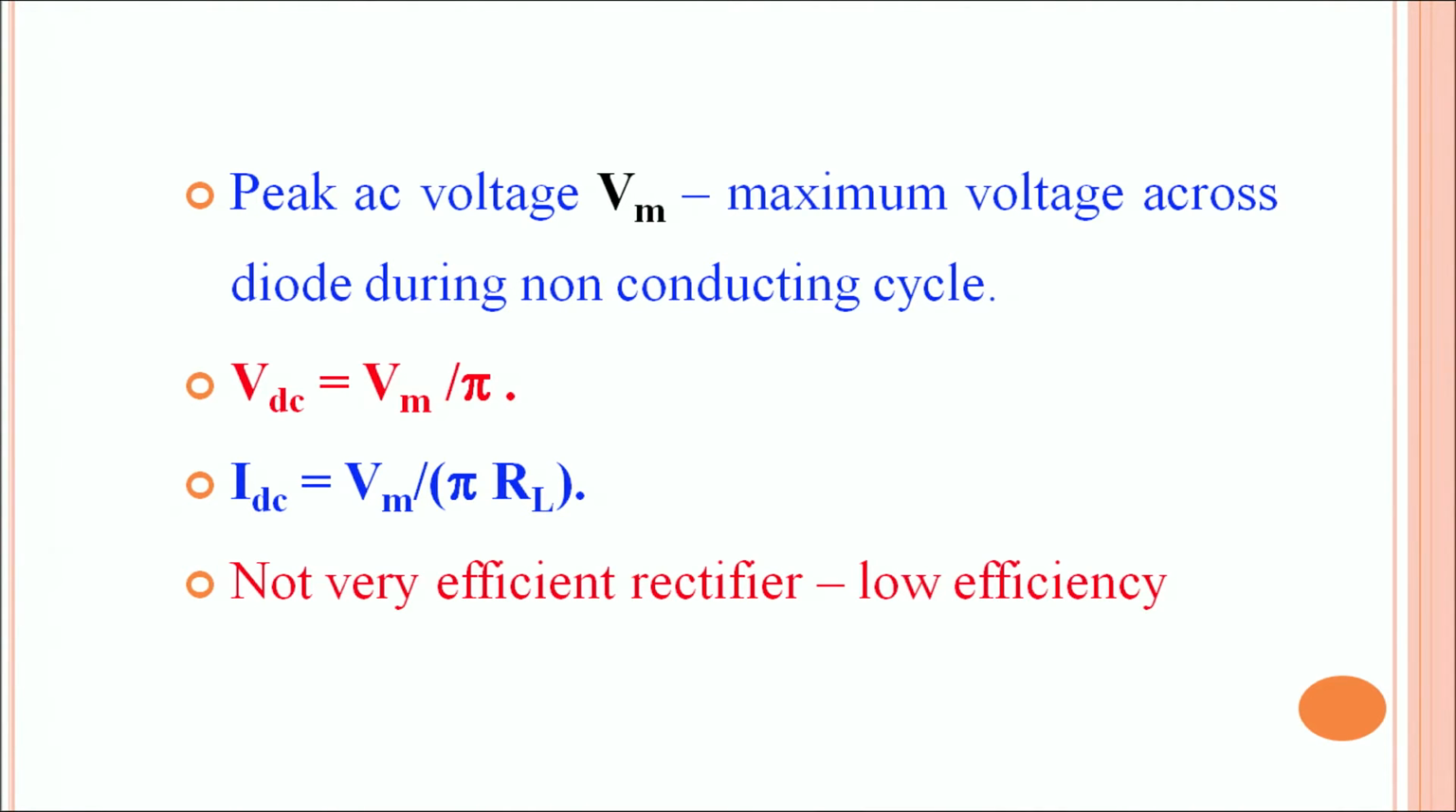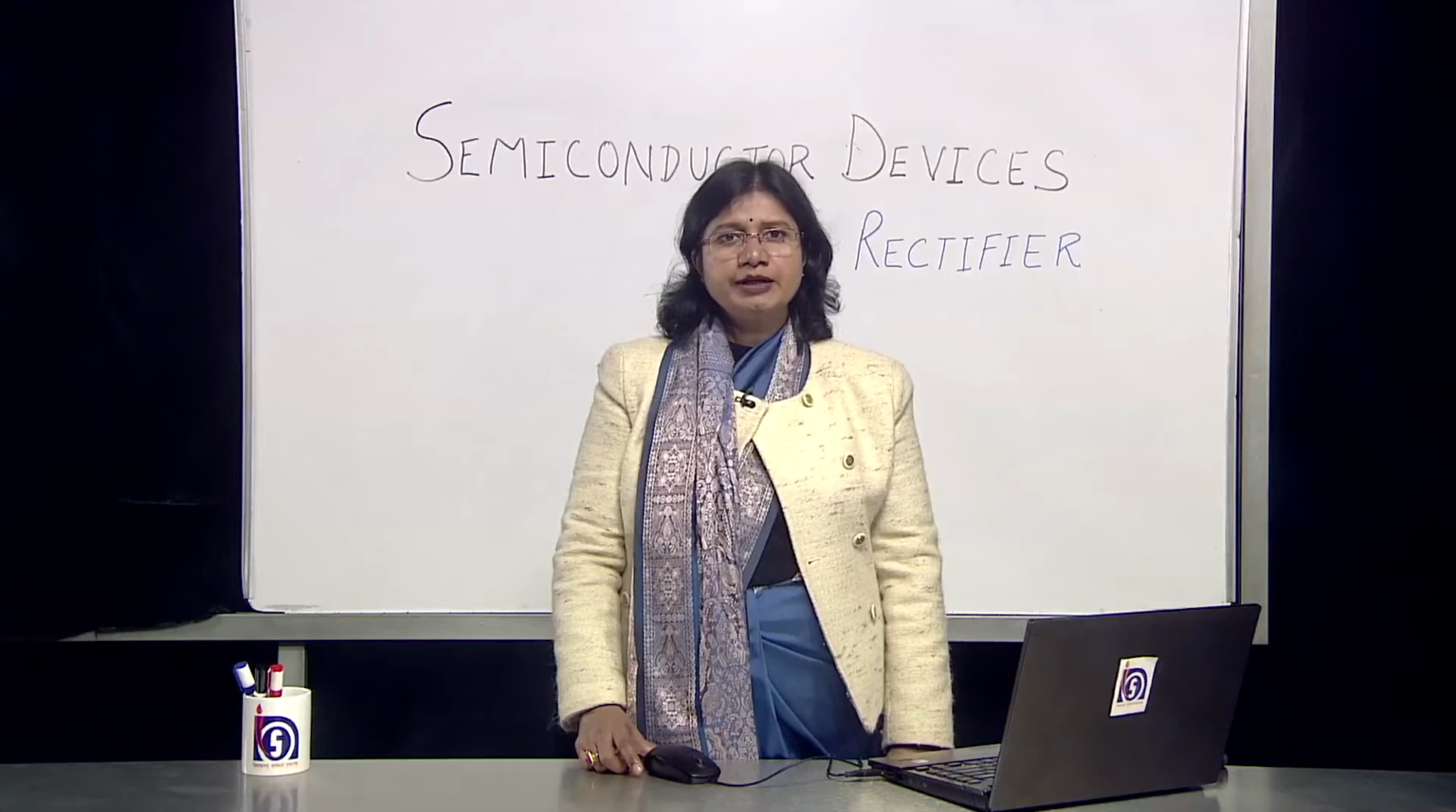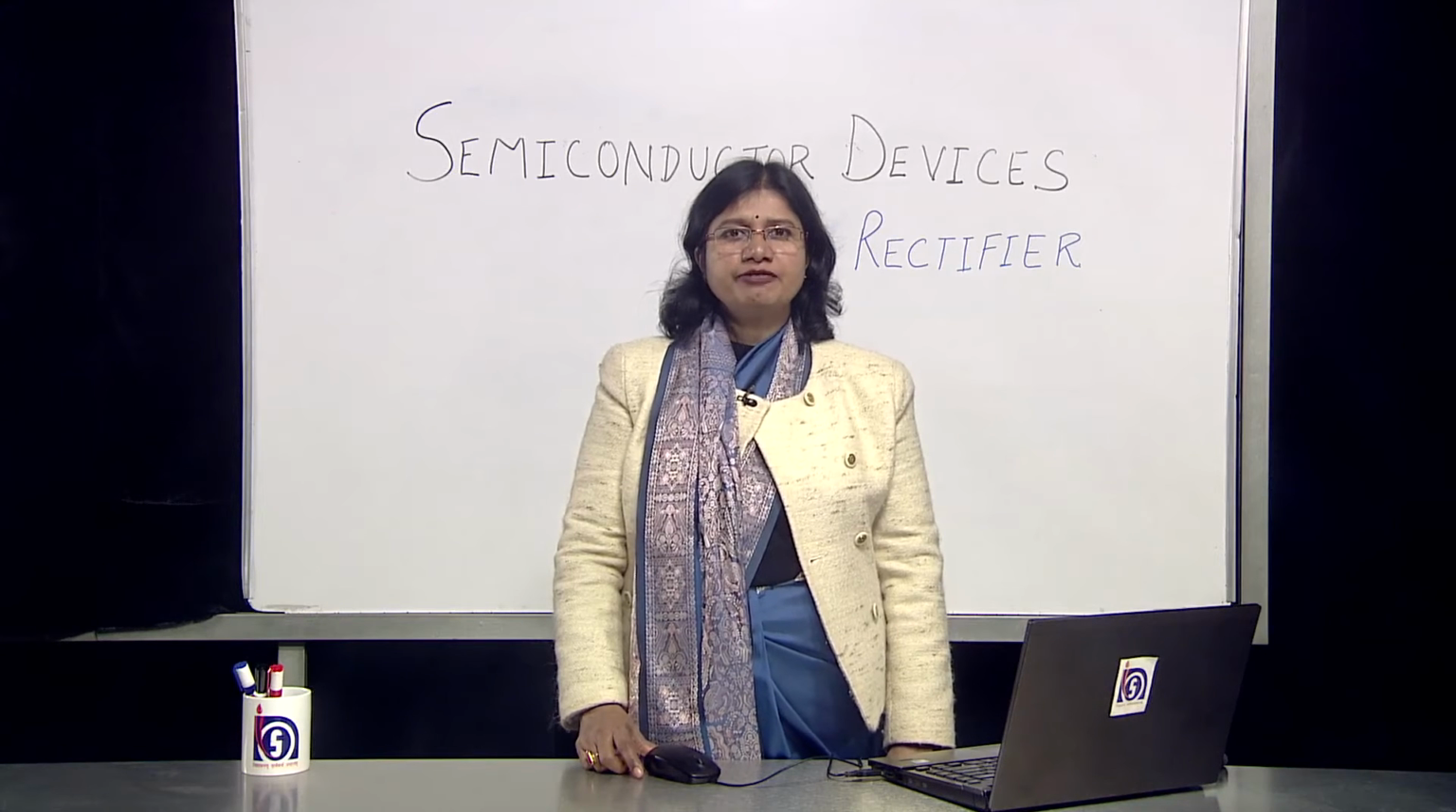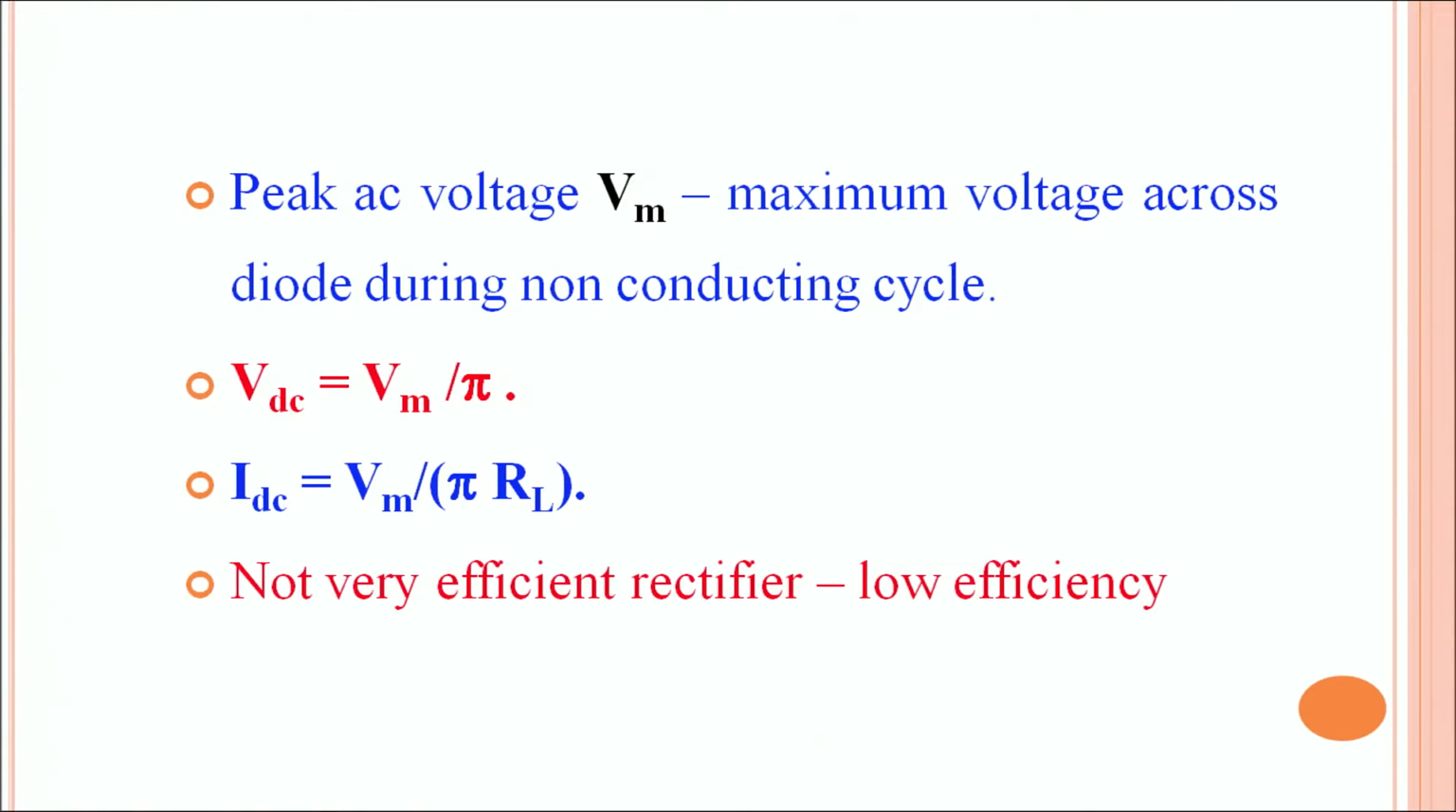Thus, the current corresponding to this is Vm divided by pi times RL, because the current is VDC divided by the load resistance. Now, looking at this, it is not a very efficient rectifier. It has a very low efficiency because half of the energy is blocked or does not pass through the diode. Thus, a half wave rectifier is rarely used because it is not an efficient device.